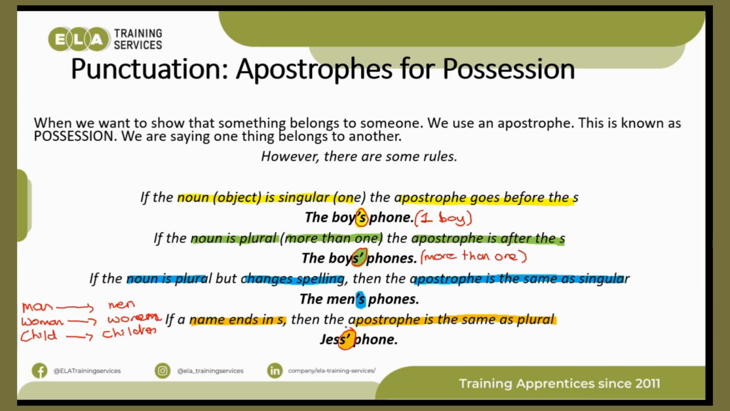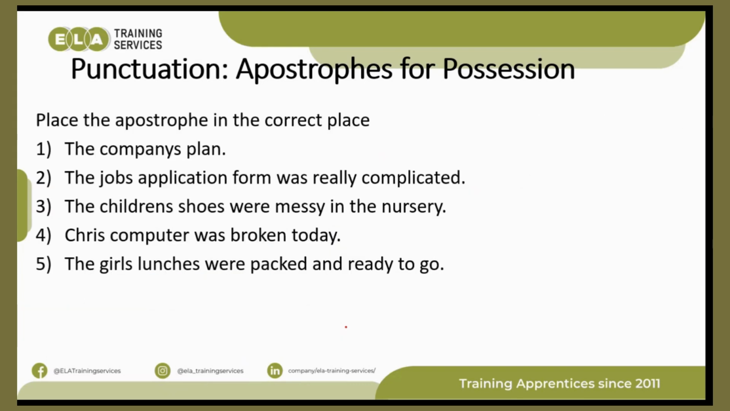So let's now have a look at some example sentences. We're going to have a go at putting the apostrophe in the correct place. So think: if it's singular, it goes before. If it's plural, it goes after. But if it's plural and changes spelling, it goes before. And if it's a name that ends in S, then it goes after.